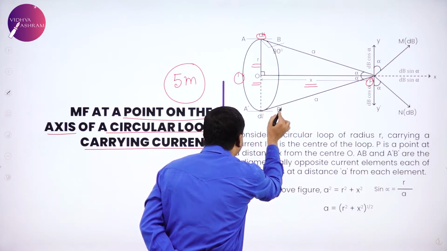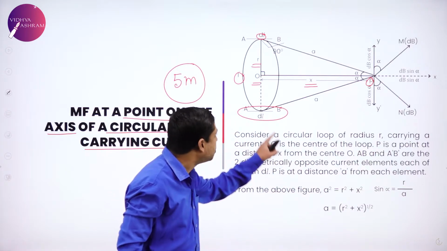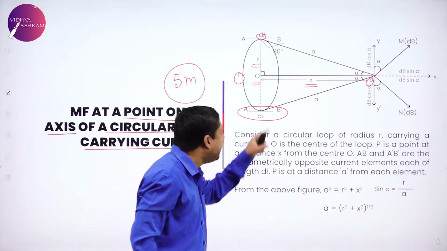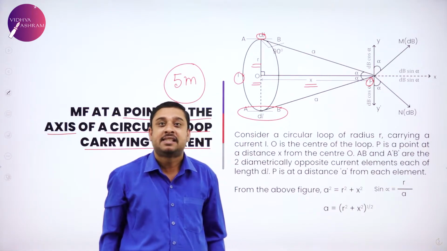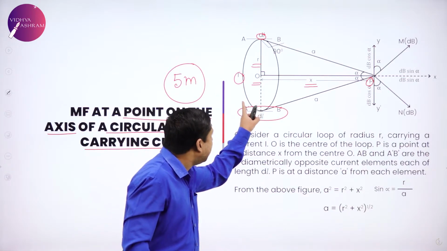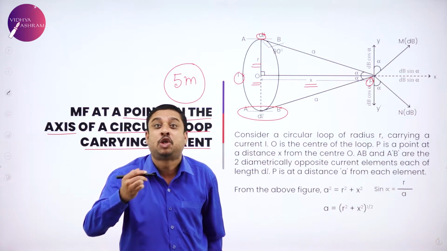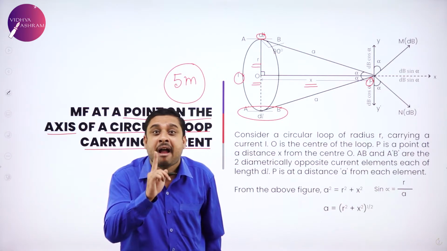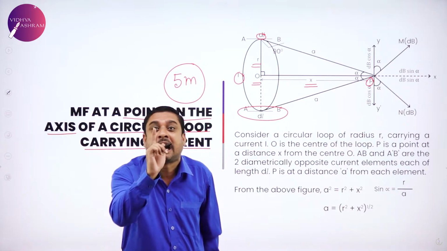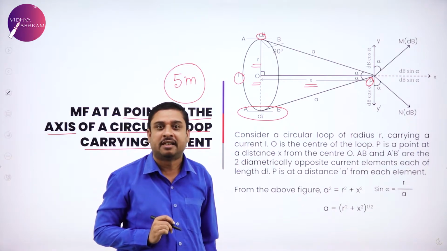One more current element A dash B dash whose length is again dl. So I say AB and A dash B dash are the two diametrically opposite current elements. I repeat that word.